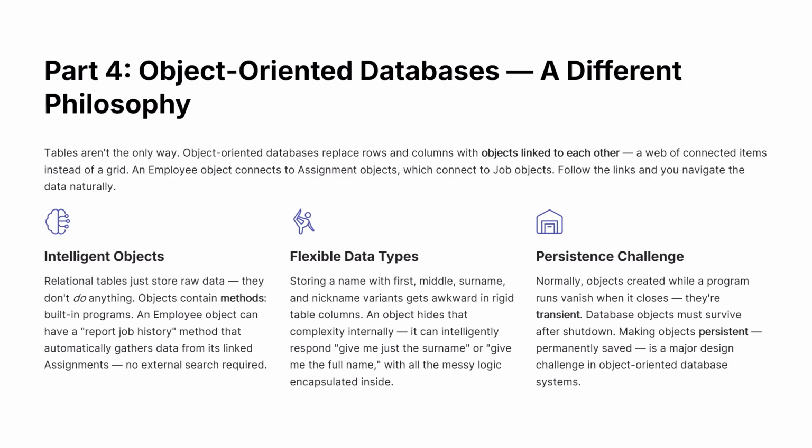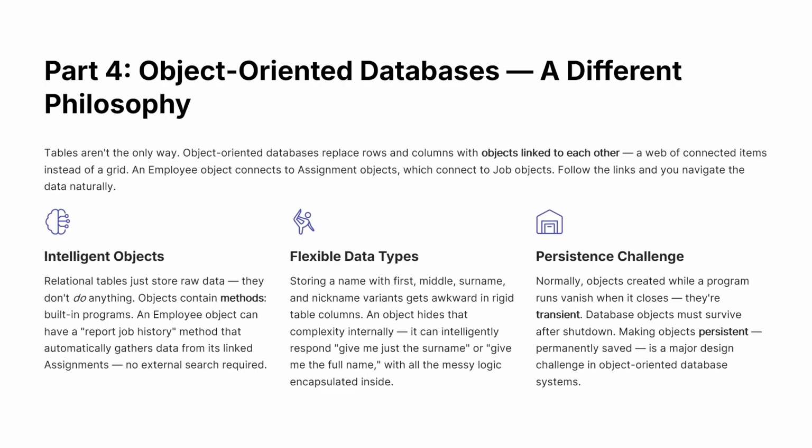Another advantage, flexibility with weird data types. Say you want to store an employee's name in a way that handles first names, middle names, surnames, nicknames, all the messy variations. In a relational table, this gets awkward because you'd need a rigid, fixed set of columns. But in an object-oriented system, you can hide all that complexity inside the object itself. The object can intelligently report, just give me the surname, or give me the full name depending on what's asked, and all the messy logic is encapsulated inside.